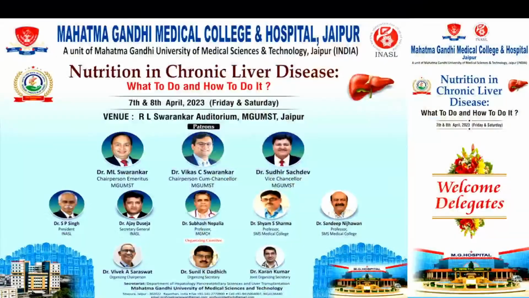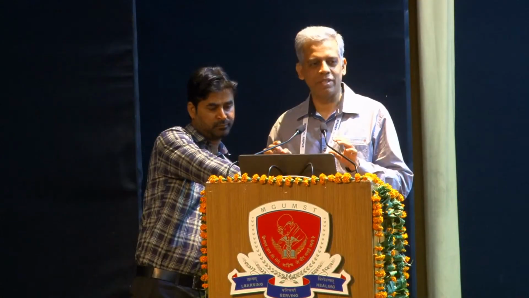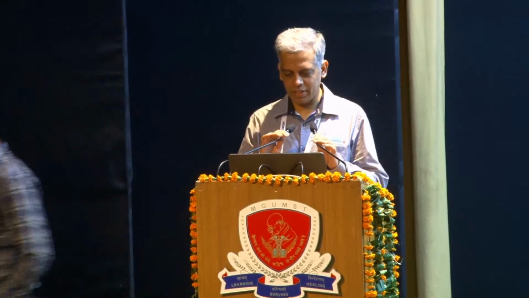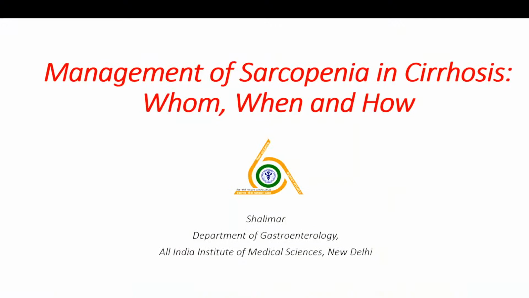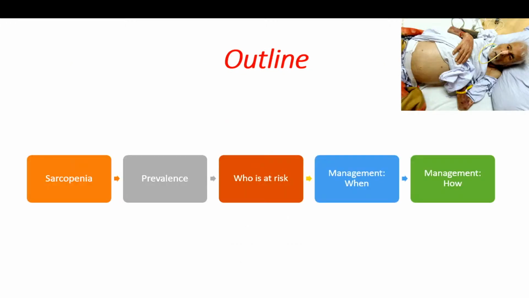At the outset, I'd like to thank Saraswat sir, Dajit sir, and the organizing committee for inviting me here. So my task is to talk to you about the management of sarcopenia in cirrhosis. I think we've heard a lot about sarcopenia and cirrhosis over the last one day, so I would try to avoid repetition. So the talk would be on these points. I'll briefly talk about sarcopenia and cirrhosis, and talk about its prevalence.